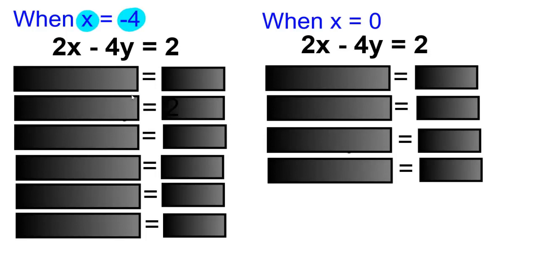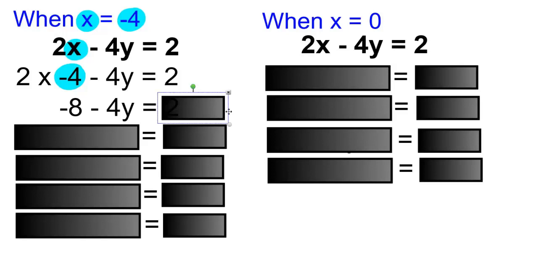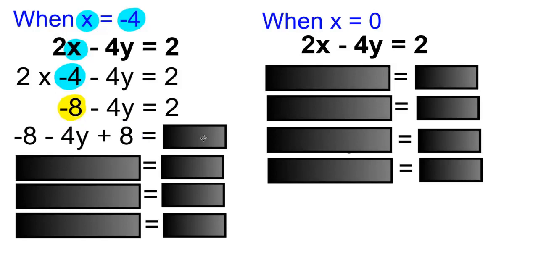So the formula is 2x minus 4y equals 2. Replace the x with negative 4. So we have 2 times negative 4 minus 4y equals 2. 2 times negative 4 is negative 8. Minus 4y equals 2. To remove the negative 8, we add 8 to the left-hand side, which means we add 8 to the right-hand side as well. Negative 8 plus 8 will cancel, and 2 plus 8 on the right-hand side.